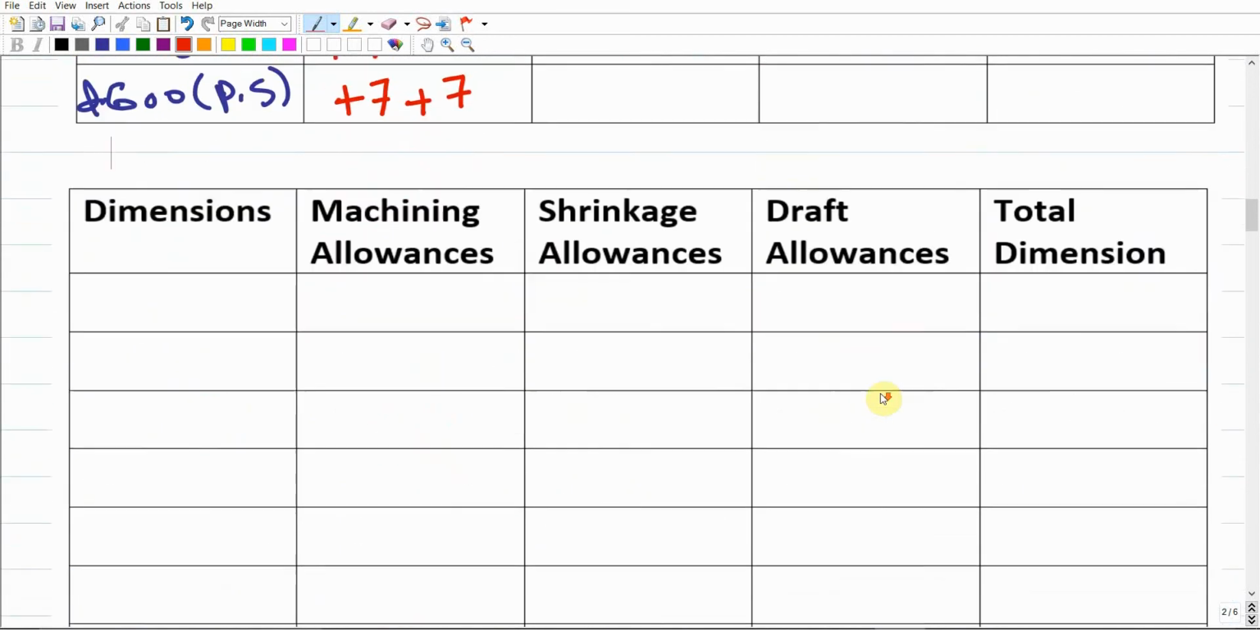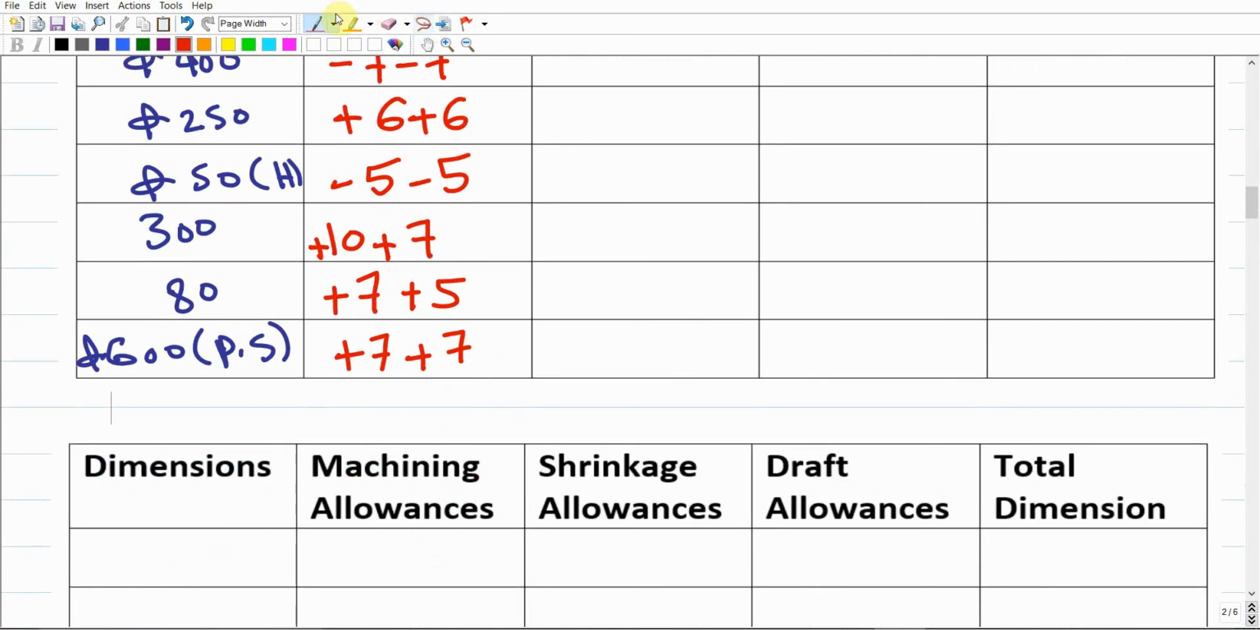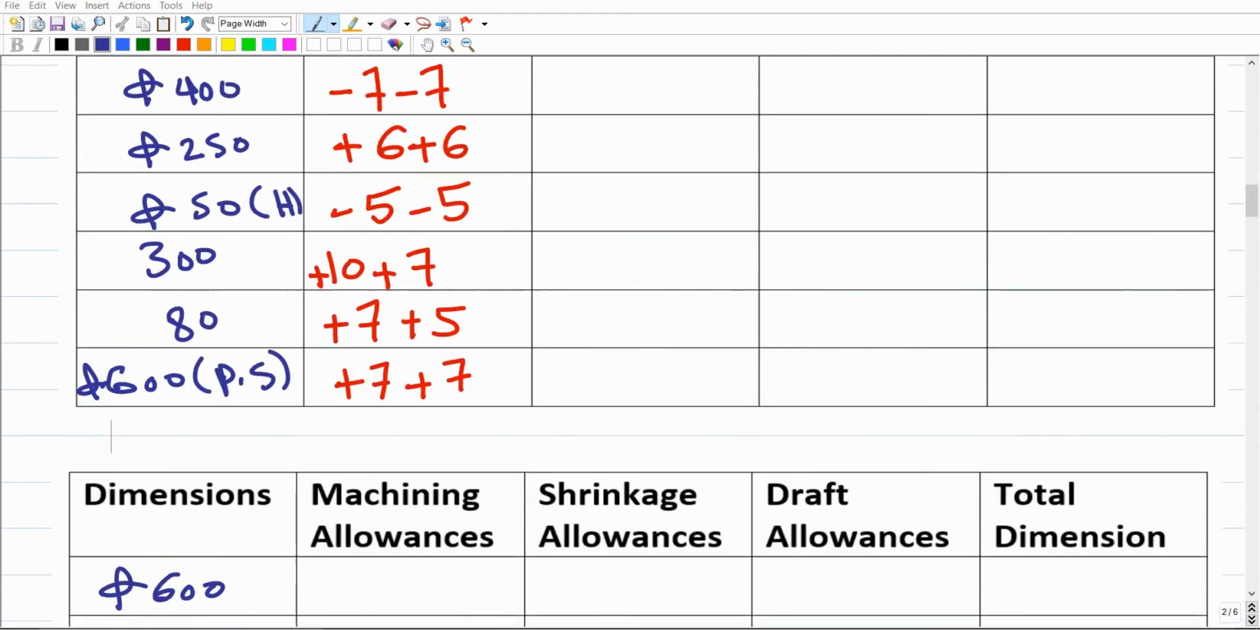So I'm going to repeat again, but this time I'm going to skip some of the machining allowances. All right, so we're going to copy all the dimensions again. I'm just going to copy this one. So I've copied these dimensions one more time, and let us repeat what we did, but now we're going to skip some surfaces and some machining allowances. So let us start with the 600.